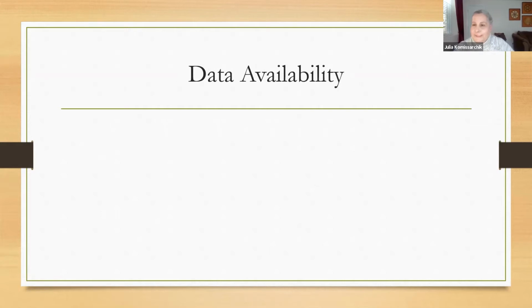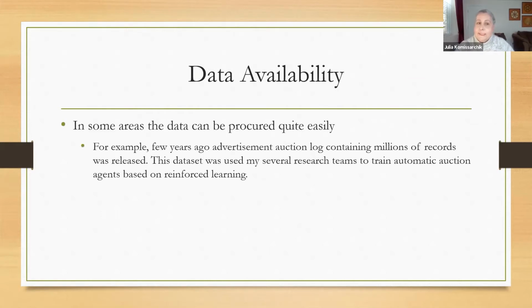So data availability. In some cases, data can be procured, well, quite easily, or it's not that difficult to procure it. An example would be a few years ago, there was an advertisement auction log with millions of records that became available. And there were several research teams that did very interesting research in developing models based on reinforced learning to create automatic auction agents.